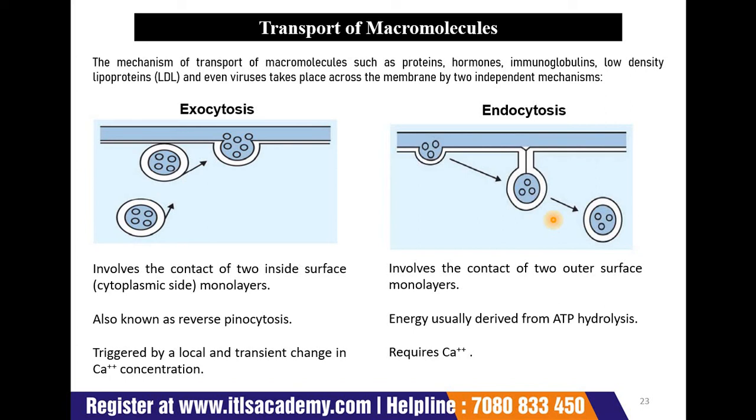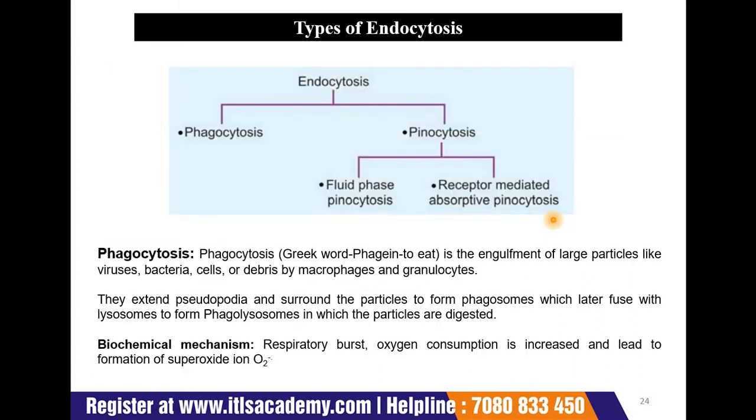Most endocytic vesicles fuse with primary lysosomes to form secondary lysosomes, which contain hydrolytic enzymes and are therefore specialized organelles for intracellular disposal. The vesicular contents are digested, liberating simple sugars, amino acids, etc., which diffuse out of the vesicles to be reutilized in the cytoplasm. Now, there are further types of endocytosis. It could be phagocytosis or pinocytosis. Pinocytosis has different types, which can be fluid phase or receptor mediated absorptive pinocytosis.